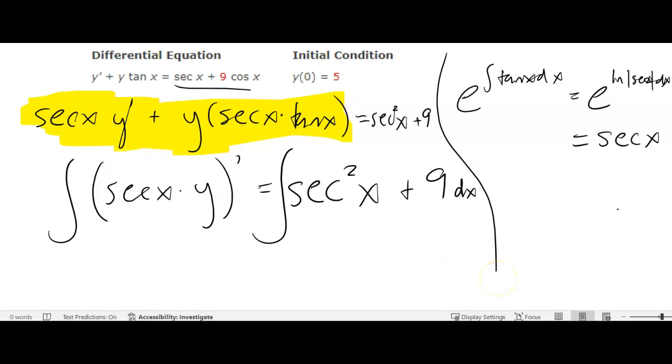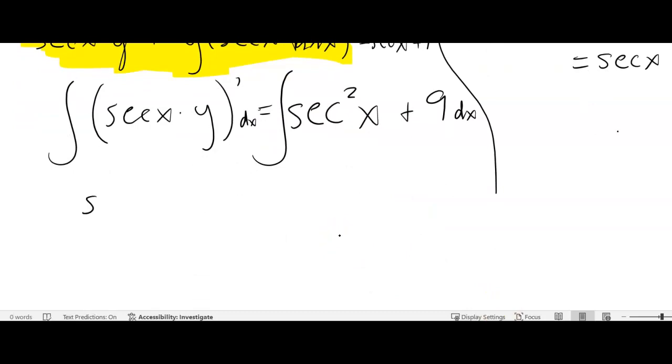The integral of the derivative is just that function. So that's secant x times y equals the antiderivative of secant squared, which is your tangent function. The antiderivative of 9 is 9x plus c.